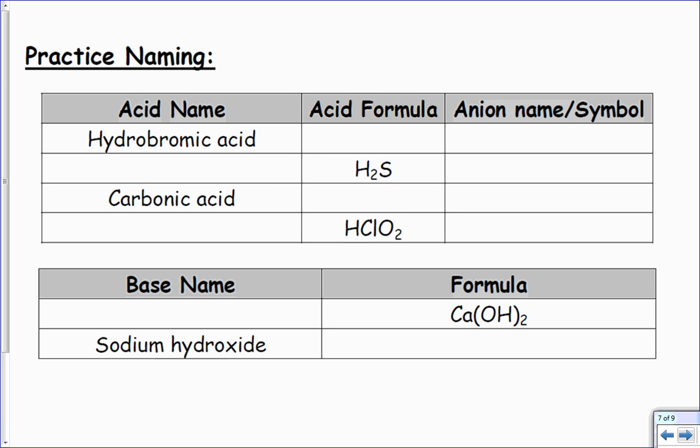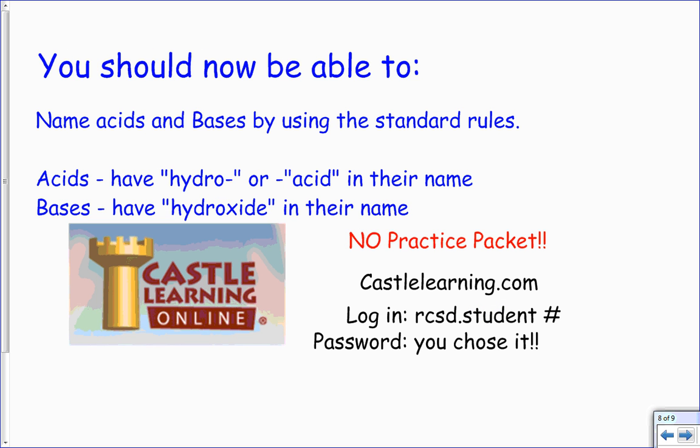Here's some practice I'm not going to ask you to do, but guess what? Be fabulous if you could do it. So here's what I really want you to understand. If I'm an acid, I'm going to end in the word acid. And if I see this word hydro, that's a key that it's probably an acid. Bases: all bases generally end in hydroxide except for ammonia.